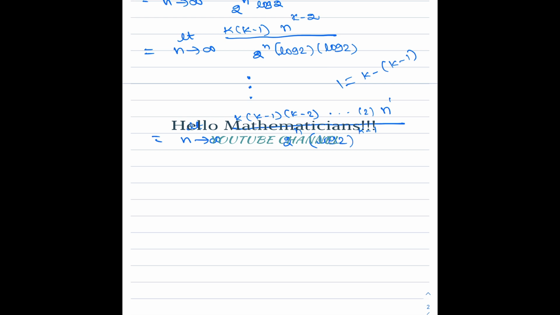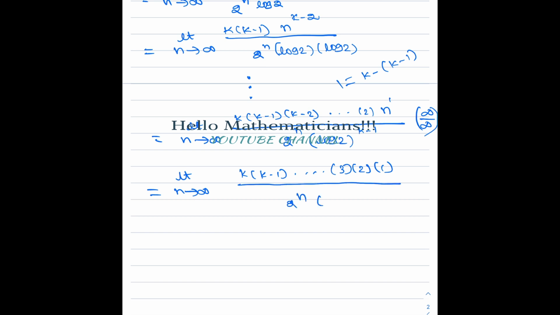Okay. So again we can differentiate this, because it is still of the form infinity by infinity. We get limit n tends to infinity. Differentiation of n with respect to n is 1. So we get k into k minus 1, and so on, down to 3, 2, 1. And there is no n anymore. In the denominator we get 2 power n times (log 2) whole power k.